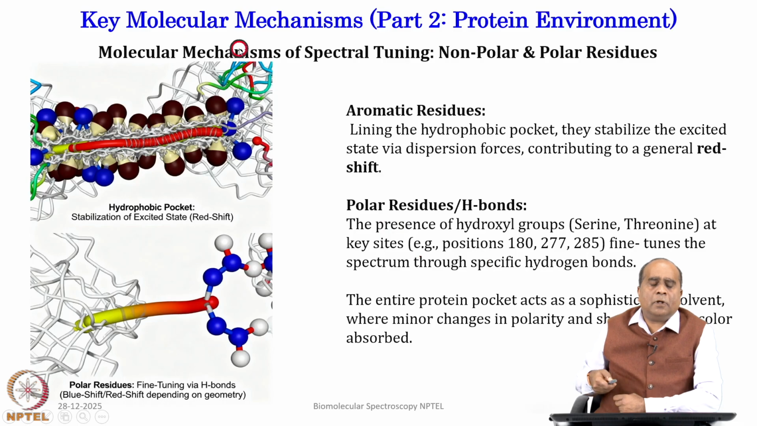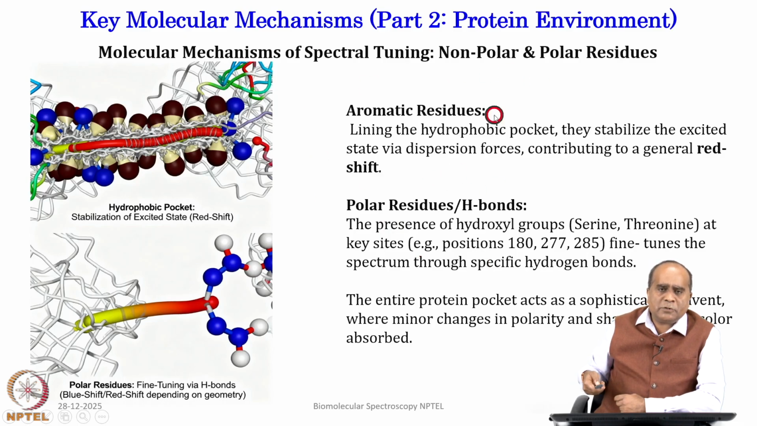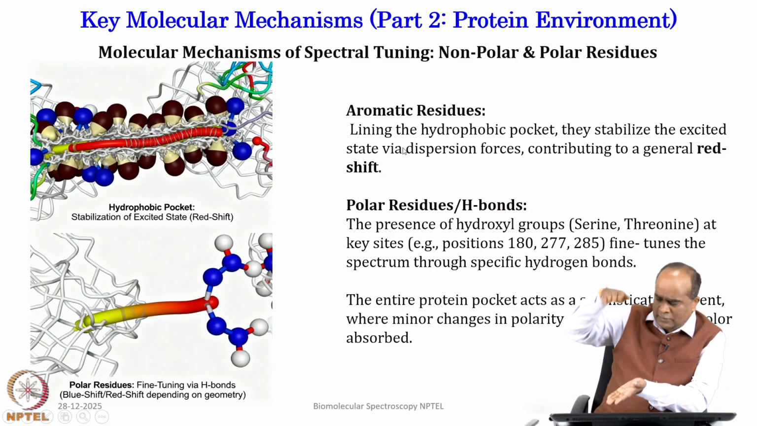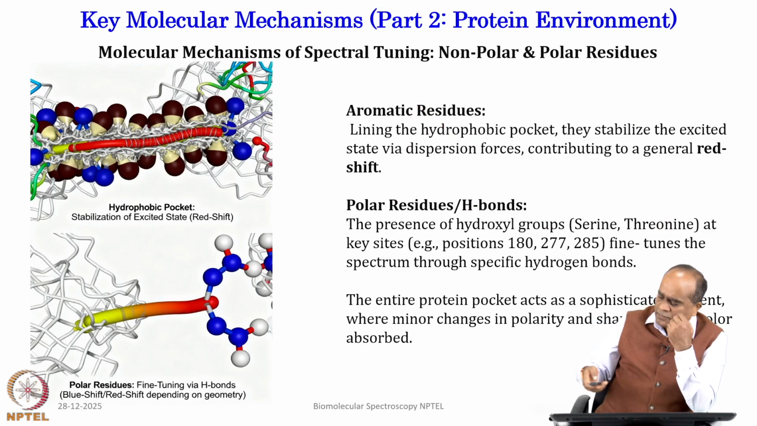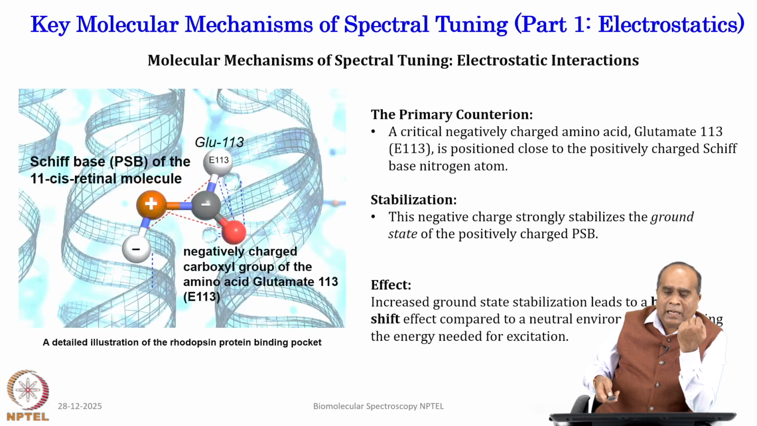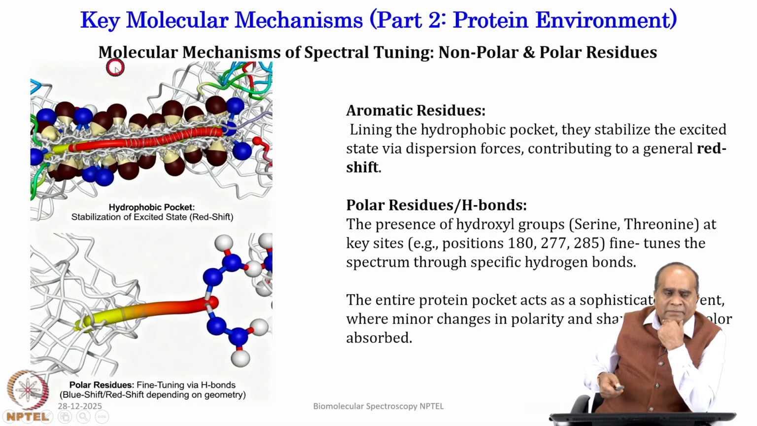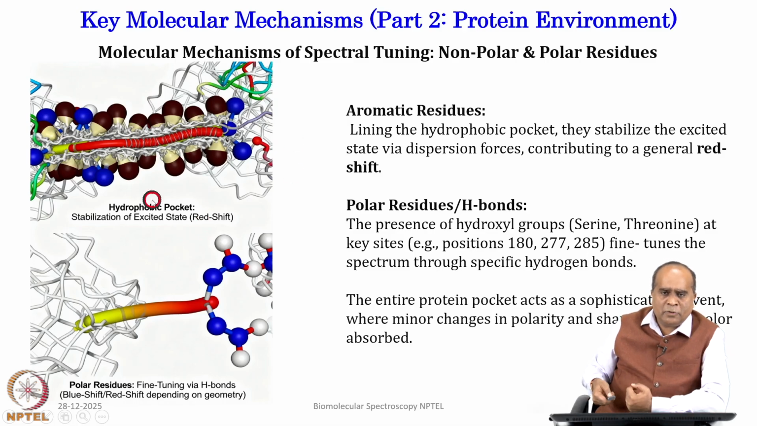Now, what are the other residues that come in? Aromatic residues are there. If you look at the lining of the hydrophobic pocket, they stabilize the excited state, right. The hydrophobic pocket stabilizes the excited state via dispersion, and dispersion force contributes to redshift. So, it was just stabilized by the glutamate here, and in this case the excited state is stabilized by the aromatic amino acid, that leads to redshift.